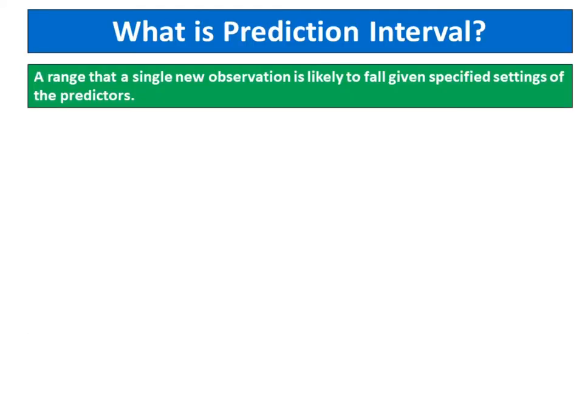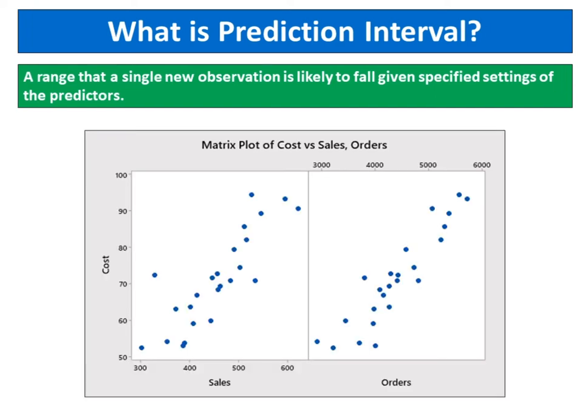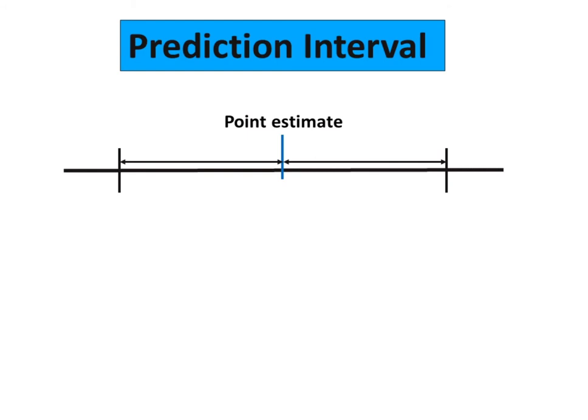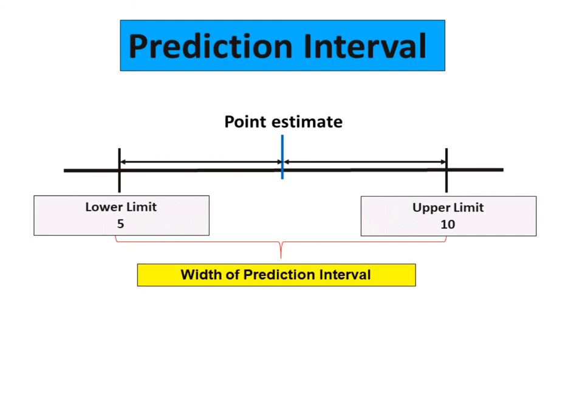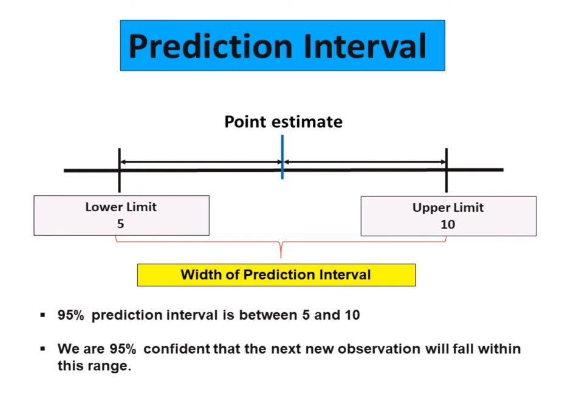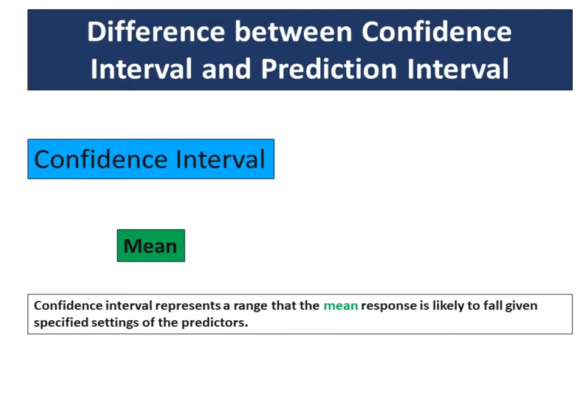What is the prediction interval? Prediction interval represents a range that a single new observation is likely to fall given specified settings of the predictors. After you fit a regression model that provides an adequate fit to the data, you can use the model to generate predictions based on specific predictor values. With this type of interval, you predict ranges for individual observations rather than the mean value. For example, for a 95% prediction interval of 5-10, you can be 95% confident that the next new observation will fall within this range.